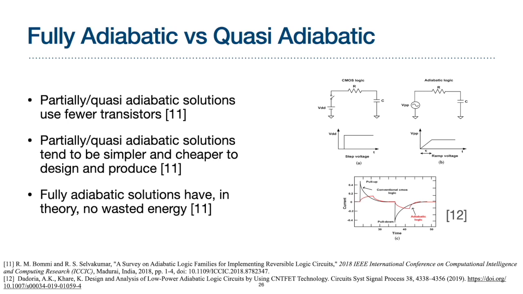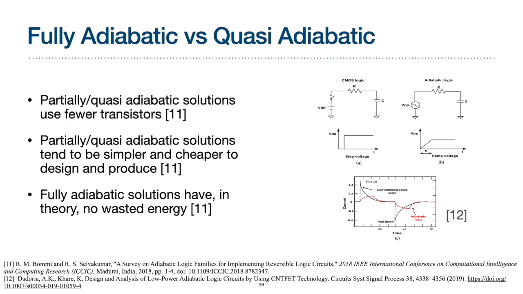One important note to make is that partially or quasi-adiabatic solutions tend to require fewer transistors. This is because these adiabatic solutions tend to be a lot simpler when not fully implementing the two rules of adiabatic logic. Additionally, because of this extra simplicity, they tend to be cheaper to design and produce, and a lot easier to implement into existing logic systems.